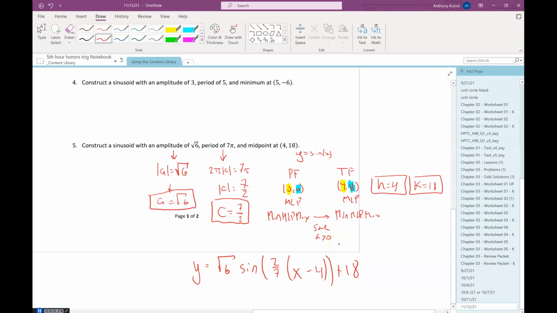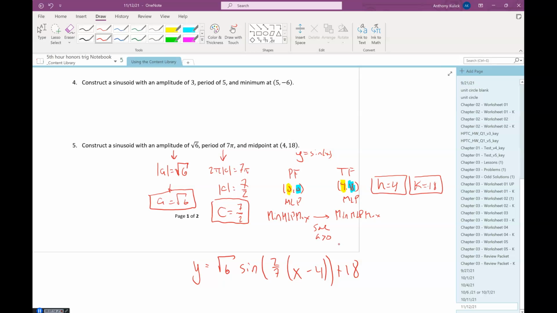Say again how you got y equals x? I chose to do a sine function. Oh, okay. Because all it asks for is a sinusoid, so it doesn't tell me it needs to be sine or cosine. It's just one or the other. I chose to do a sine because I had a midline point.